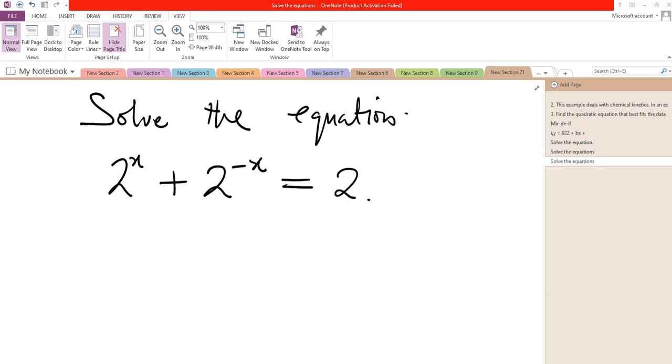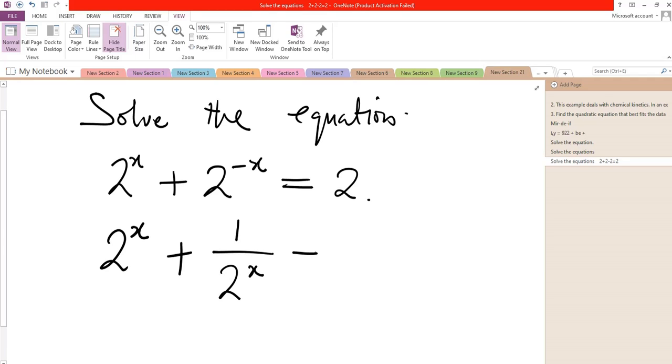Solve the equation 2 raised to power x plus 2 raised to power minus x equal to 2. So to do this, you now have 2 raised to power x plus, this expression will now be 1 all over 2 raised to power x equal to 2.